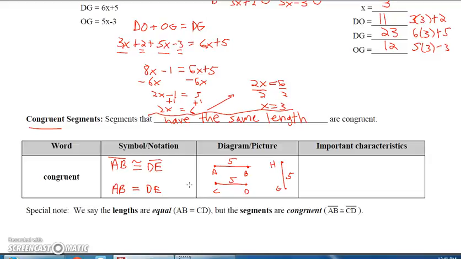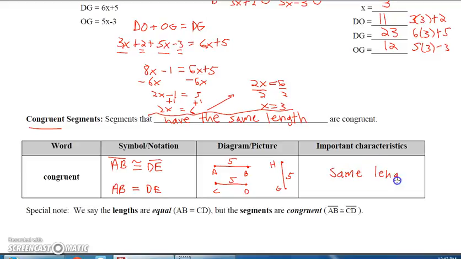So if I tell you line segment AB is congruent to DE, you're supposed to know AB equals DE. If I drew this picture for you, and you look at it and say, oh, AB is 5 and CD is 5, they have the same length, then you would get to say, oh, that means line segment AB is congruent to line segment DE. They have the same length.